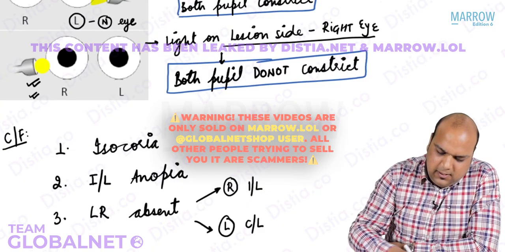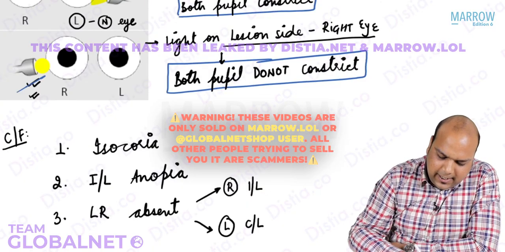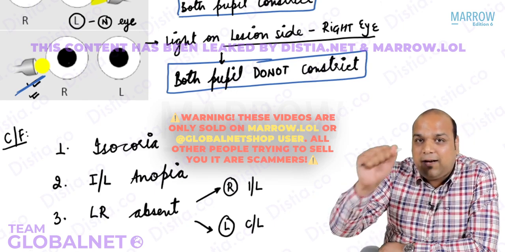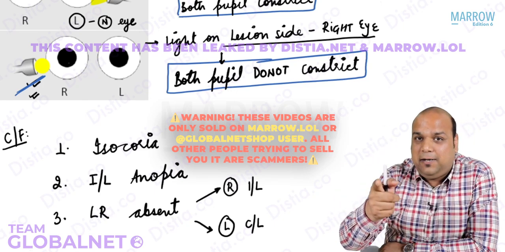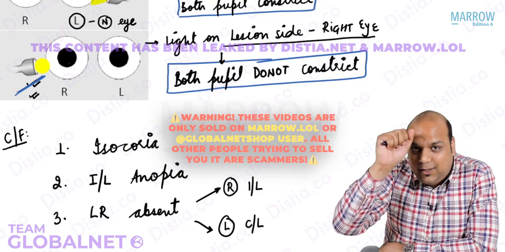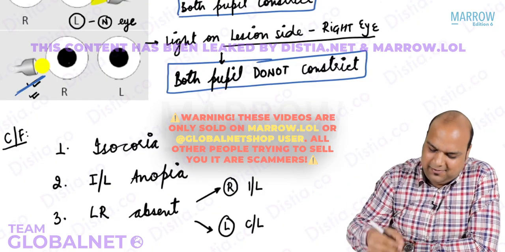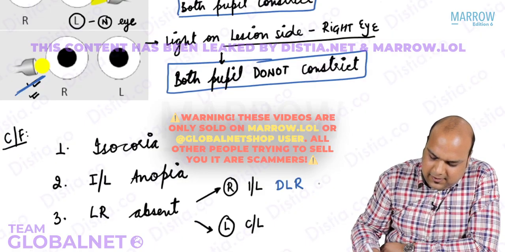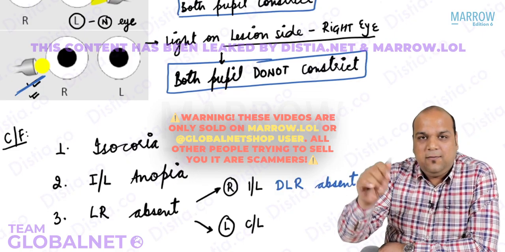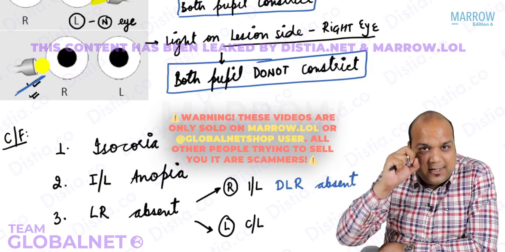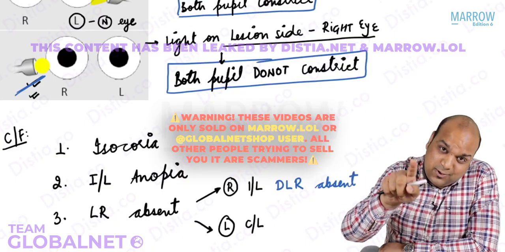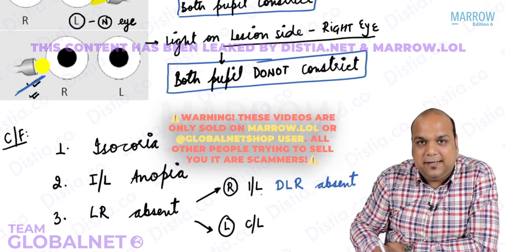We were throwing light on the right eye. The right pupil was not responding. Right eye, right pupil. Which reflex does it become? Light on right eye, direct light reflex. So I say ipsilateral direct light reflex is absent. Can I say this, everybody? Yes or no? When I throw light on the right eye, the right pupil does not constrict. So that means it is direct light reflex. Because the site of lesion is also the right eye, it becomes ipsilateral.